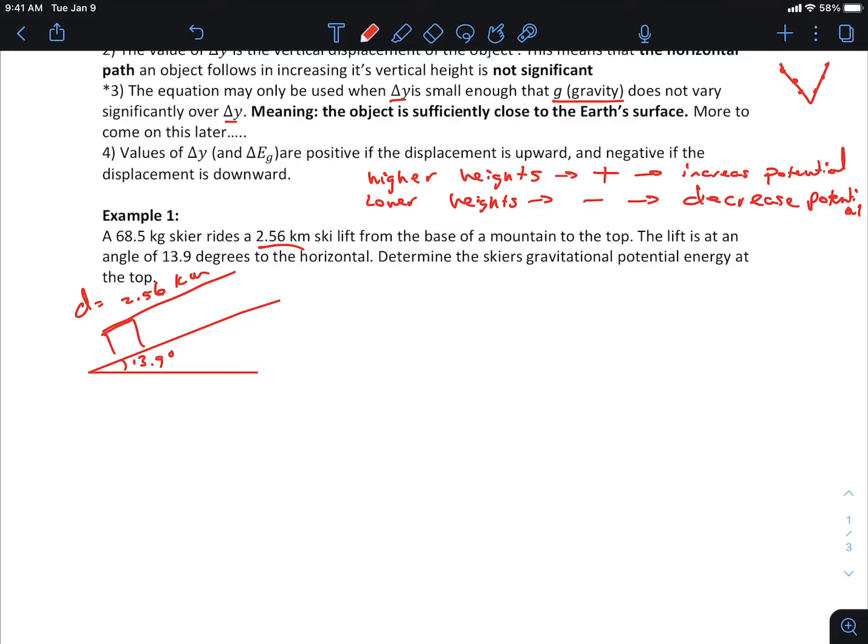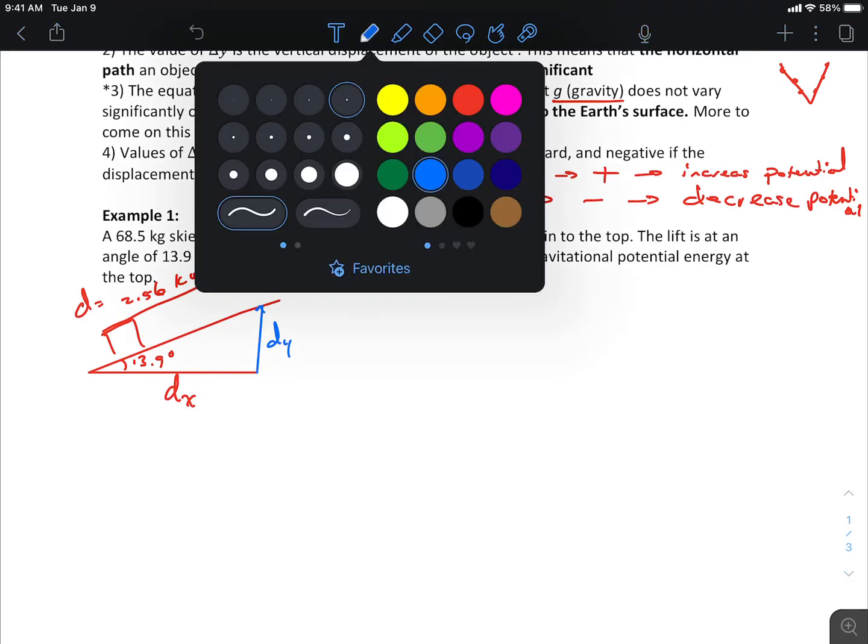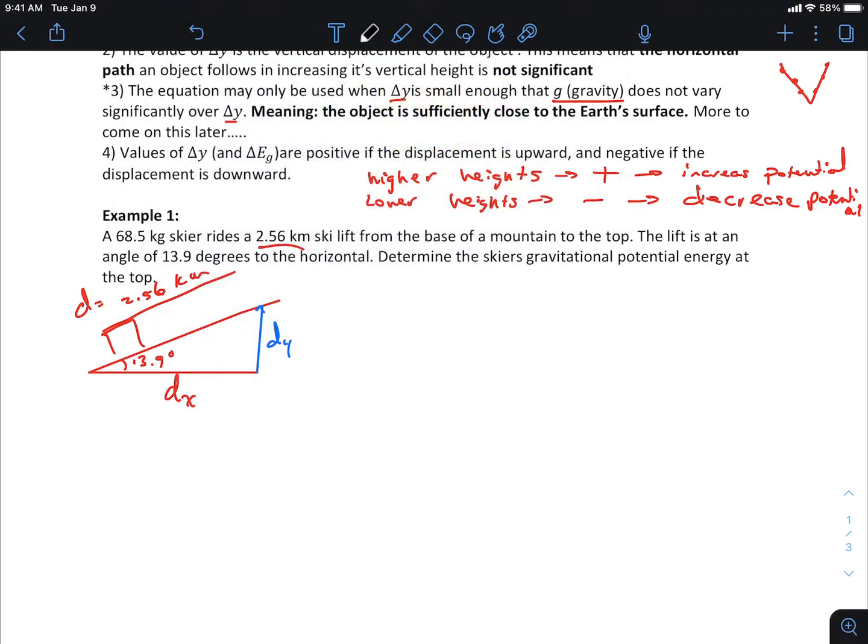Now, down here, you guys will know, this is dx, and this over here, if I was able to draw this, that would be dy. Is everybody following? So this is the y component of the distance, and this will be the x component of the distance. Now, we want to determine the skier's gravitational potential energy after the rider gets to the top. What's the potential energy?